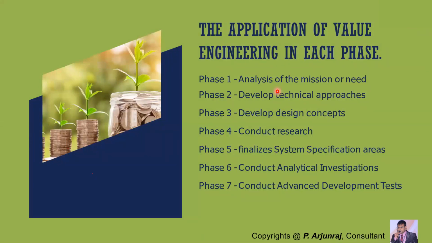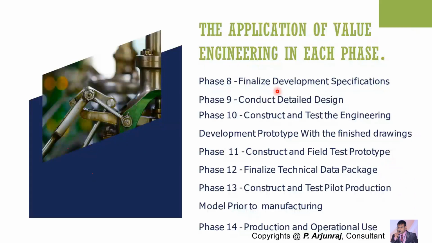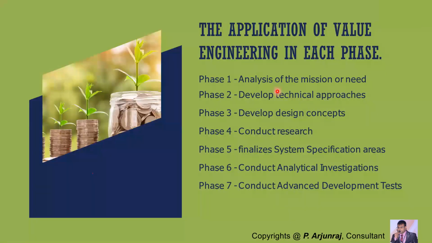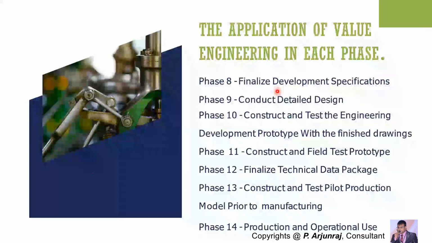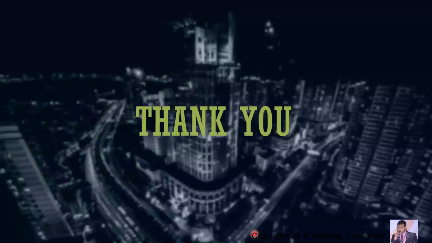So this phase 1 to phase 14 is nothing but the phase 1 to phase 6 that I have mentioned. So it comes in that category, starting from the information phase to function phase to creativity phase to evaluation phase, then development phase, then you're going to present. And after you present, you're going to implement it. So implementation is nothing but the manufacturing. After implementation, that will go to the customer.